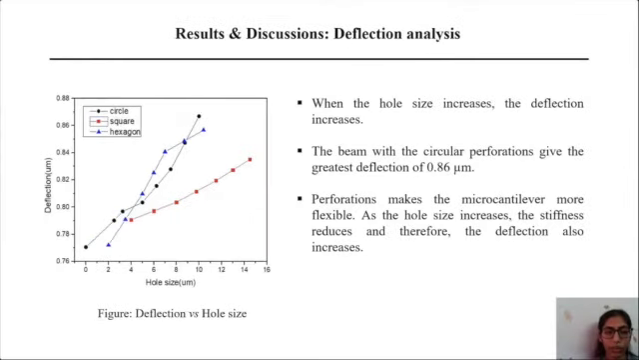This graph shows the deflection analysis. Here we can see that as the hole size increases, the deflection also increases, and the beam with the circular perforation gives us the highest deflection of 0.86 micron. And perforations, we know, make the microcantilever more flexible. As the hole size increases, the stiffness reduces, making the beam more flexible, and therefore the deflection also increases.